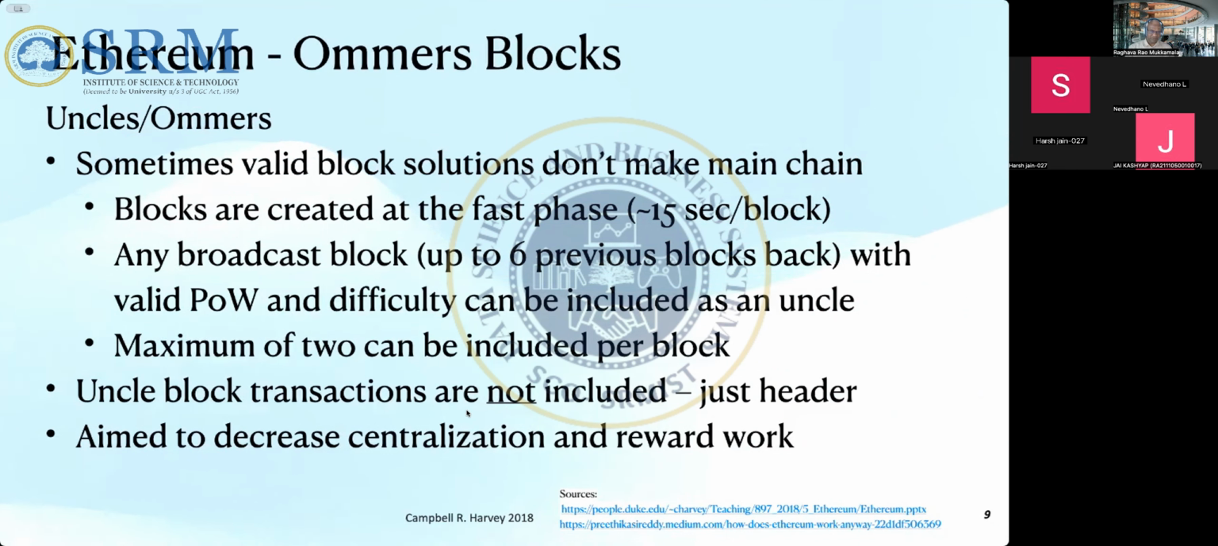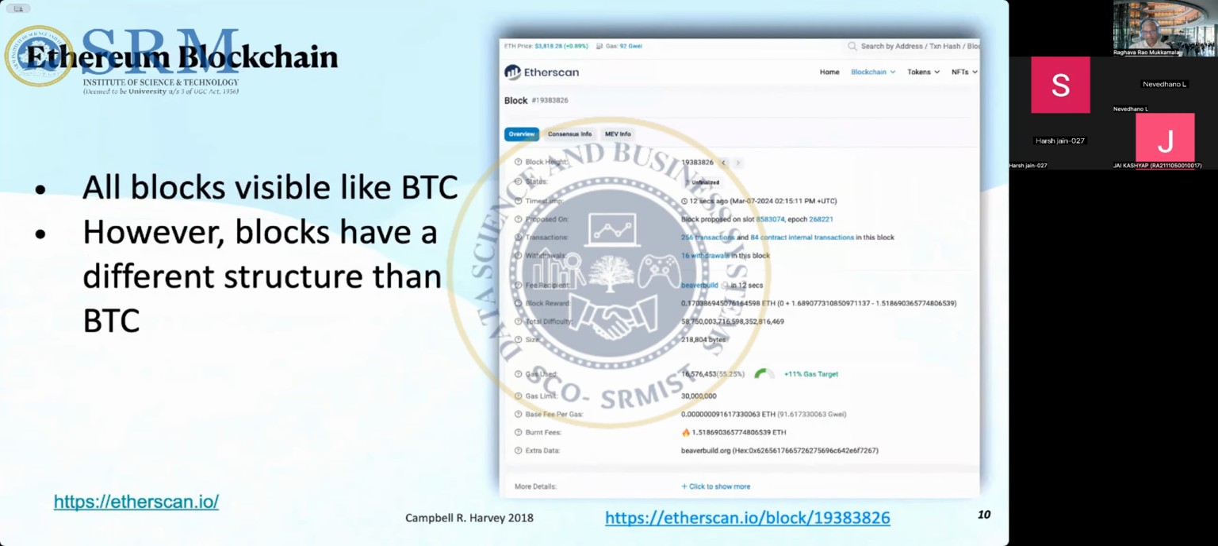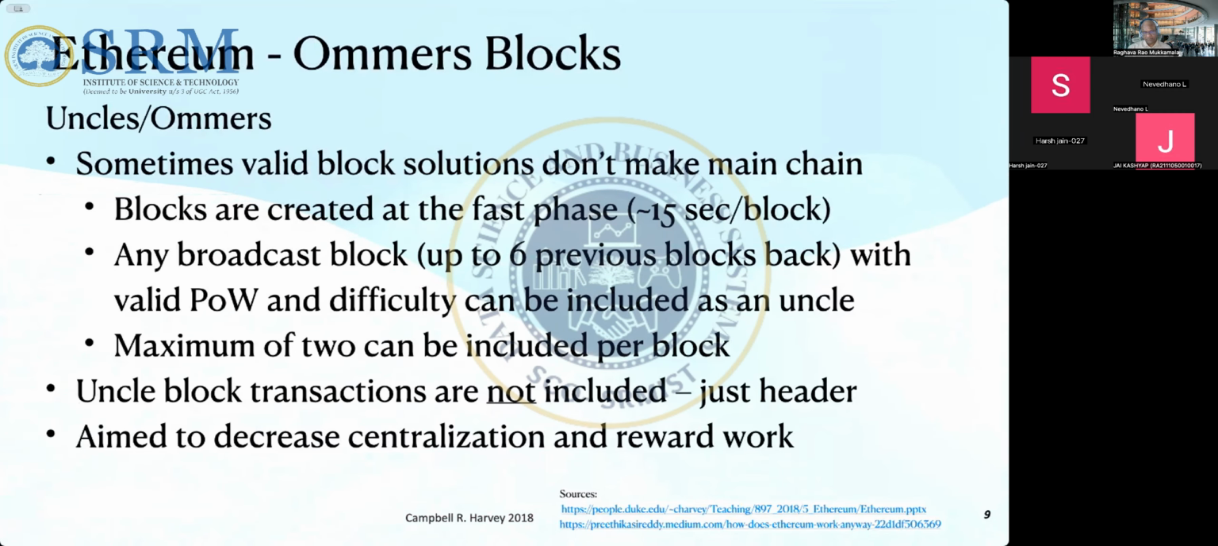Again, the main idea is to decrease centralization and also to reward the work. That means the miners have done the work, but unfortunately the block didn't make it to the longest chain, right? So the purpose is to provide some minimum remuneration to the miners who didn't make it to the longest chain. That is the main idea of the Omer blocks. I think each Ethereum block gets 5 ethers or something like that, and they get a very small amount as a remuneration.